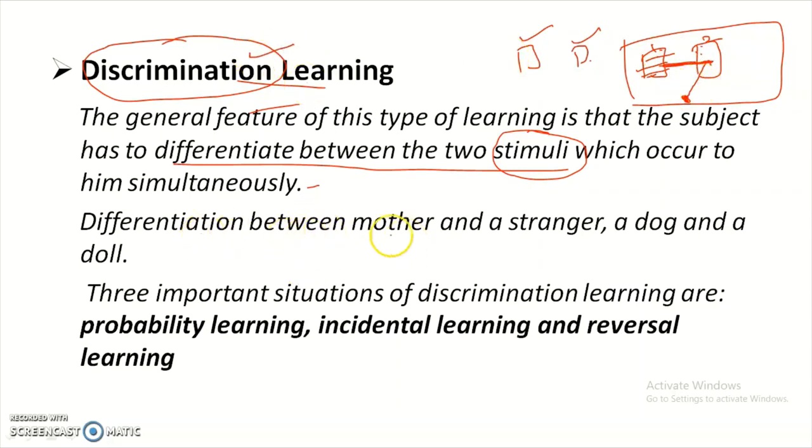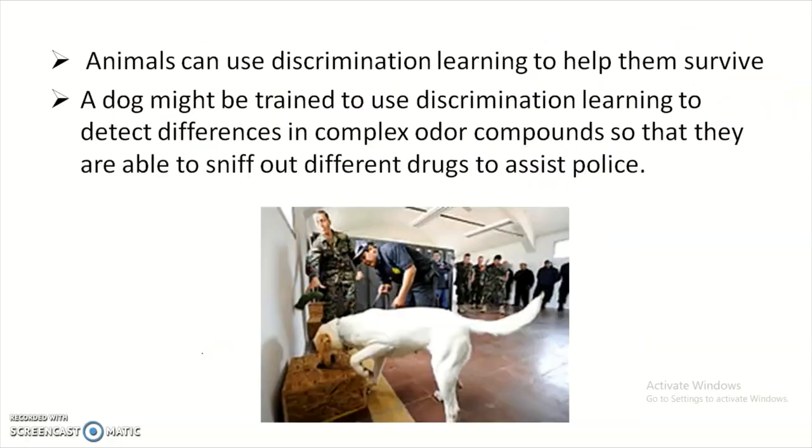So here, the differentiation is between a mother and a stranger, a dog and a dog, that means a living thing and a non-living thing. The three important situations of discrimination learning are probability learning, incidental learning and reversal learning. Coming to animals, they can use discrimination learning to help them survive, because whatever food they want to eat, they will simply smell it. If it is eatable, only then will the dog eat. That means with the help of smelling, it is able to discriminate whether it has to eat or not. Like that, it will survive.